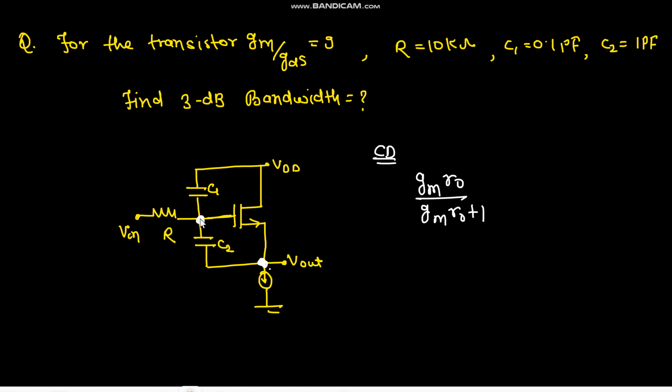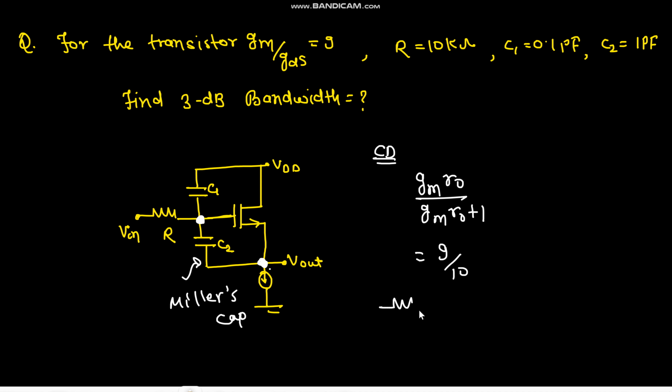Like this is common drain configuration. We have some input applied at the gate terminal, so at the output we know what is the gain. This is gm ro upon gm ro plus 1. So the gain would be 9 by 10. So from here to here we have 9 by 10 gain. So for this capacitor we can apply Miller's theorem, right? This is Miller's cap, right?